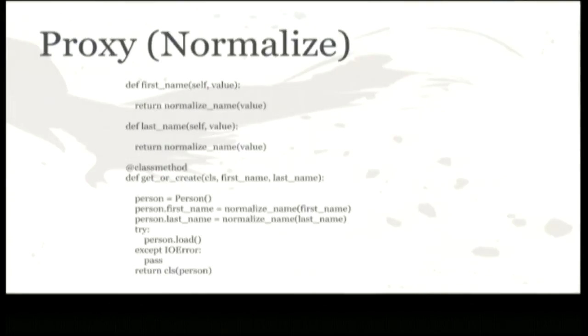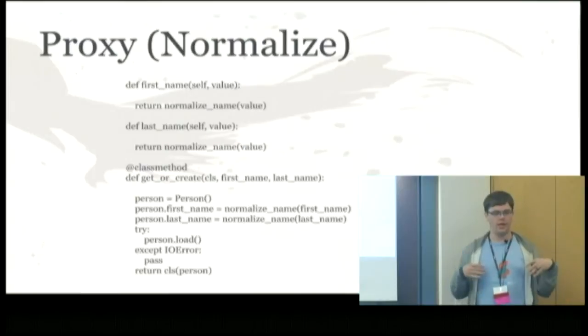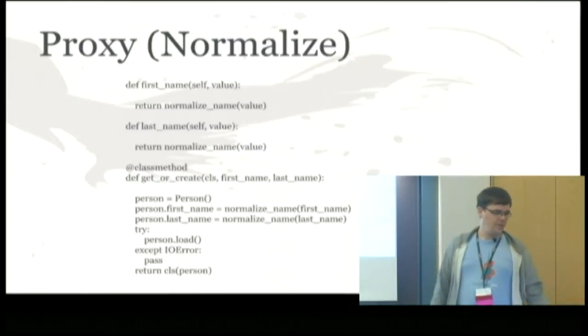So the first layer is the proxy. This is the normalization layer. This is where we take the data that we've already extracted out of the remote sources, and we normalize it. The normalize name function you see here, all it does is uppercase the first letter, lowercase the rest.